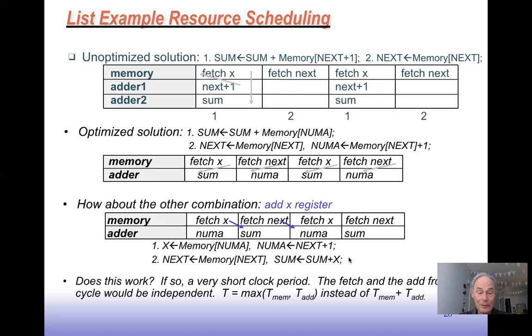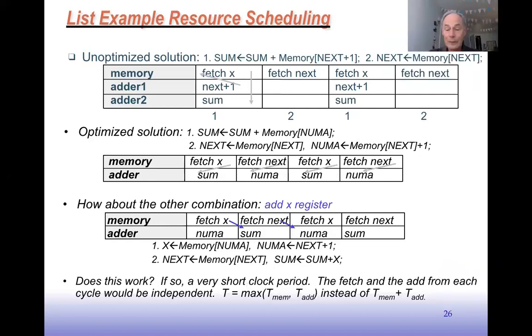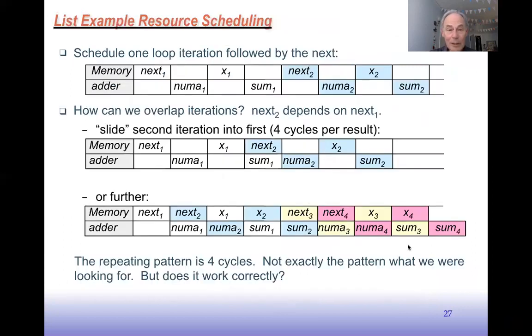Okay, so if this works, then we get a very short clock period because the fetch and the add from each cycle would be independent. So the clock period would be the max of the memory time and the adder time instead of the sum of the memory time plus the adder time. All right. So that's kind of our final performance optimization here. So let's see if we can make that work.